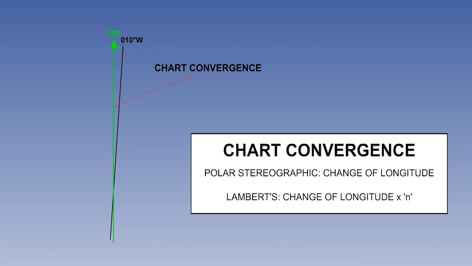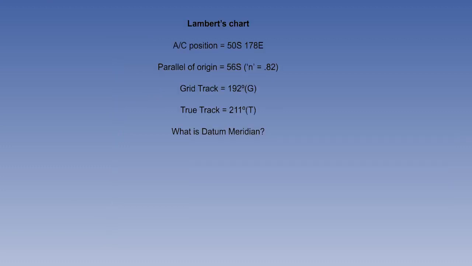Now we'll do one using a Lambert's chart. The only difference to remember is that chart convergence is no longer simply change of longitude between the aircraft and the datum. You have to multiply the change of longitude by the sine of the parallel of origin of the chart. The aircraft position is 50 south, 178 east. The parallel of origin is 56 south, and its sine is 0.82. The grid track is 192 and the true track is 211. What is the datum meridian?